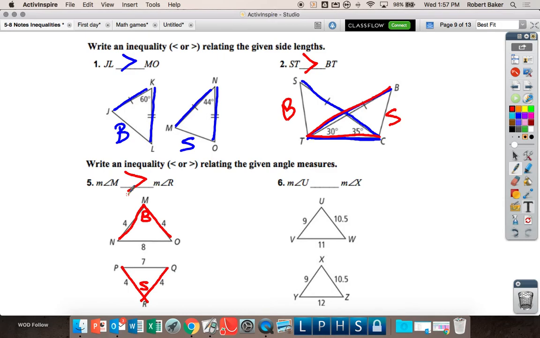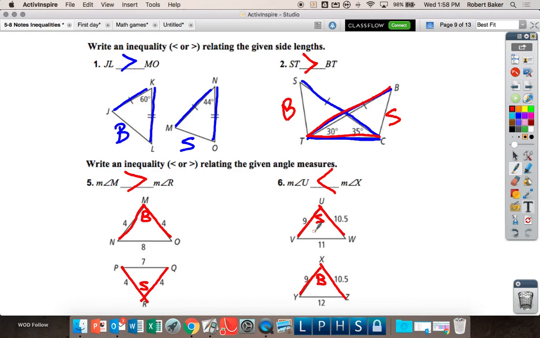Can you try number 6 by yourself? I believe in you. It's on your paper. It's 12, X is there. 12 X is bigger? Let's check it. 9 is the same as 9. 10.5 is the same as 10.5. This is the big one. This is the small one. So yes, X is the right one.